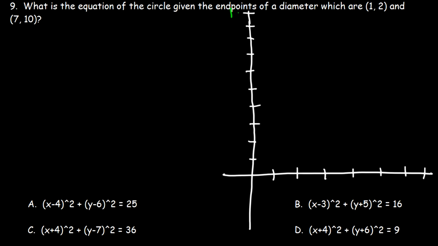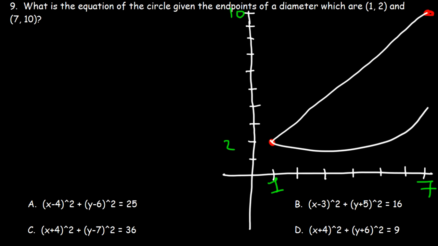So this is 10, and this is 7. The first endpoint is at 1, 2. The second one is at 7, 10. If we connect those 2 points with a line, this is going to be the diameter. And so if we draw the circle, it should be something like this.